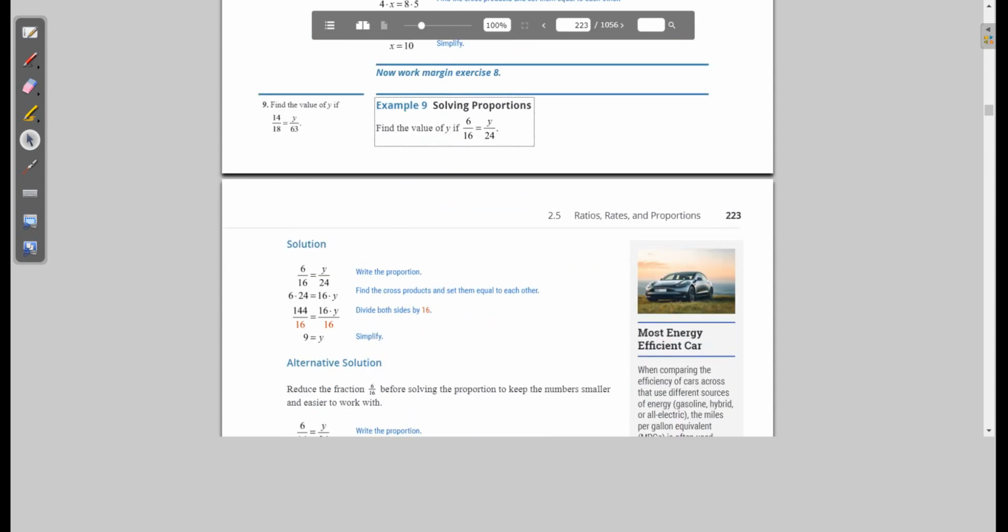Right, so same type of problem. We're just going to do the cross multiplying. At least this time, I'm not going to do the color coordination here. So we're just going to write this as 6 times 24 is equal to 16y.